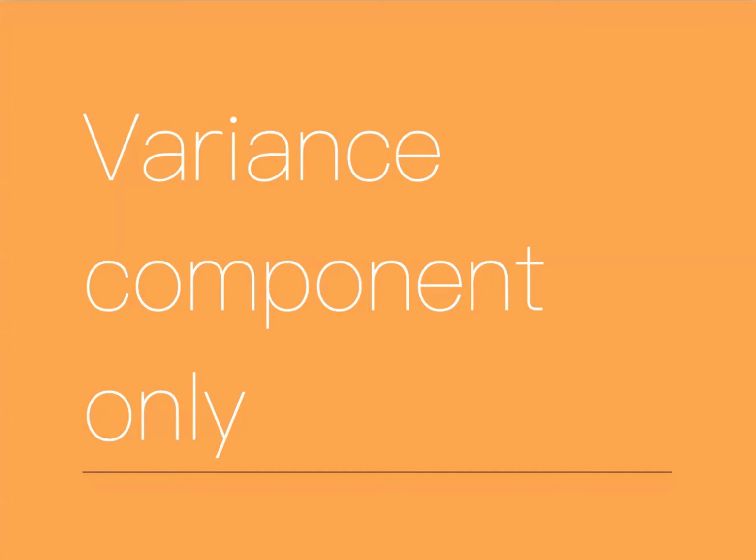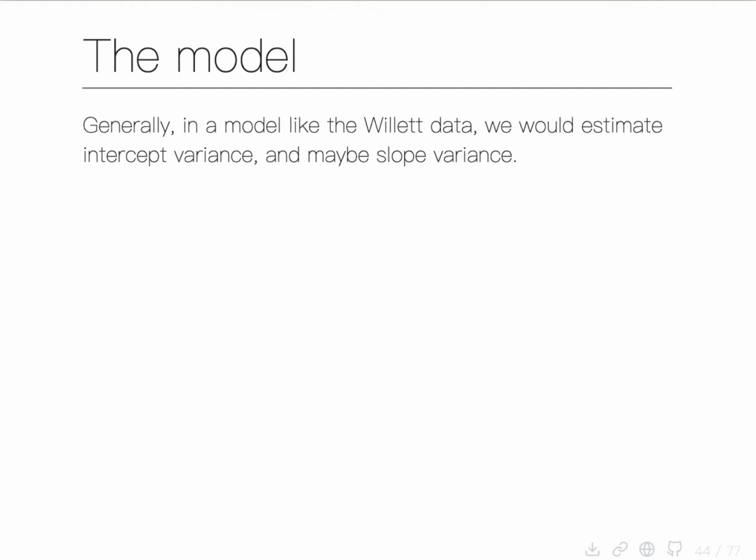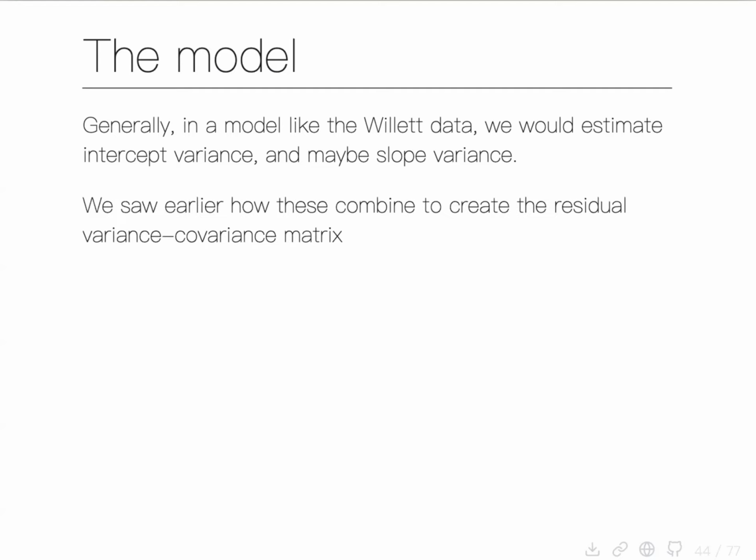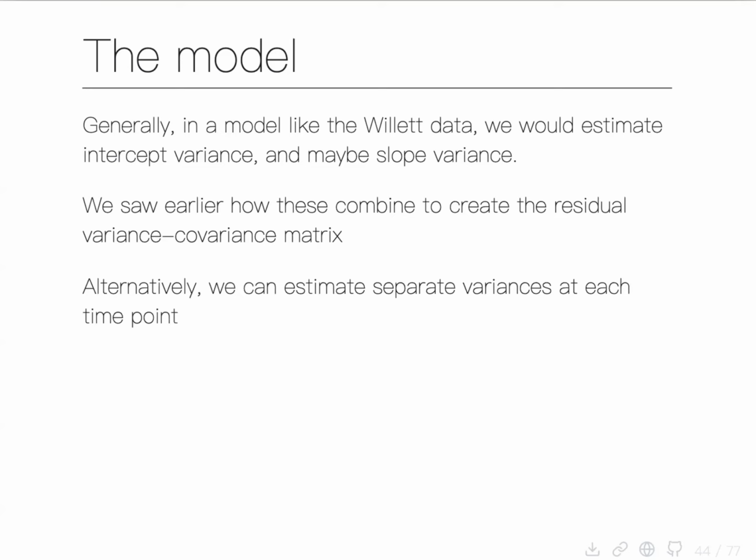Okay, so variance components only. Generally, in a model like the Singer and Willett data, we would estimate intercept variance and slope variance. So everybody has their own starting point and everybody progresses at a different rate. We saw earlier how these combine for the residual variance covariance matrix, but alternatively, we could just estimate separate variances at every time point.